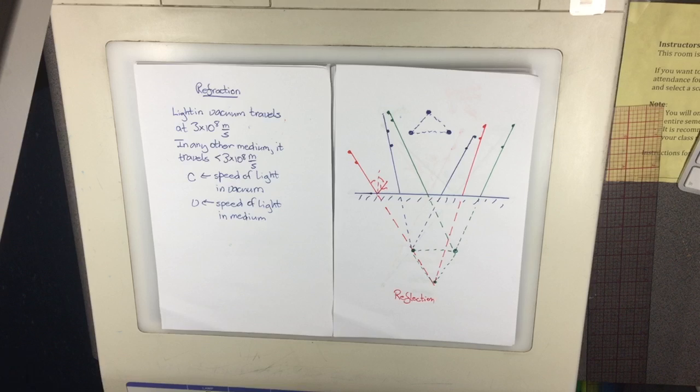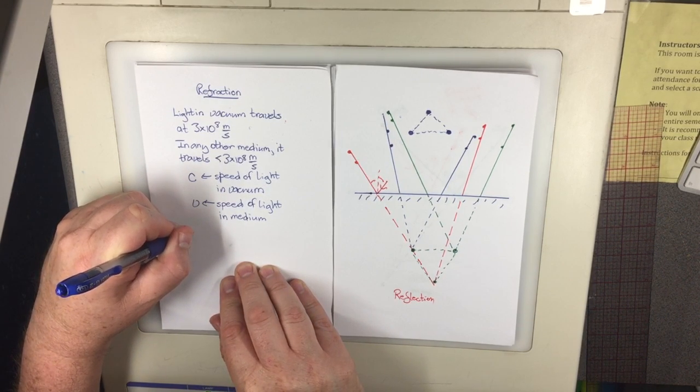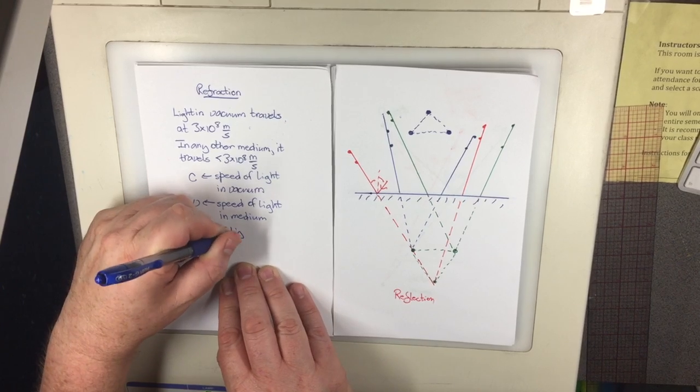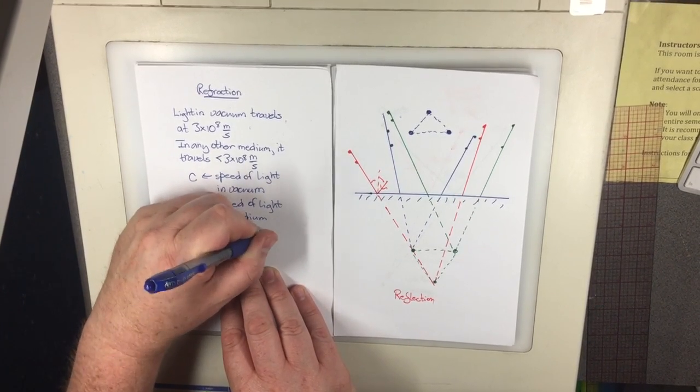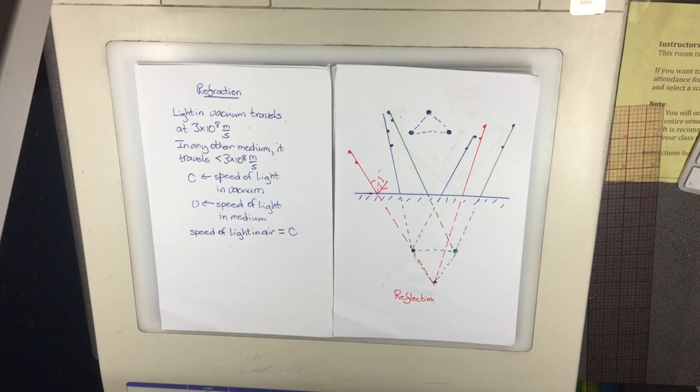Speed of light in the medium we just call v. There is one example: the speed of light in air is equal to c. Now granted, it is slightly less than c. It's like 2.999, but effectively, just as I say in Physics 2.13 that g is 10, in 2.14 the speed of light in air is 3 times 10 to the 8th. We're going to just use c.